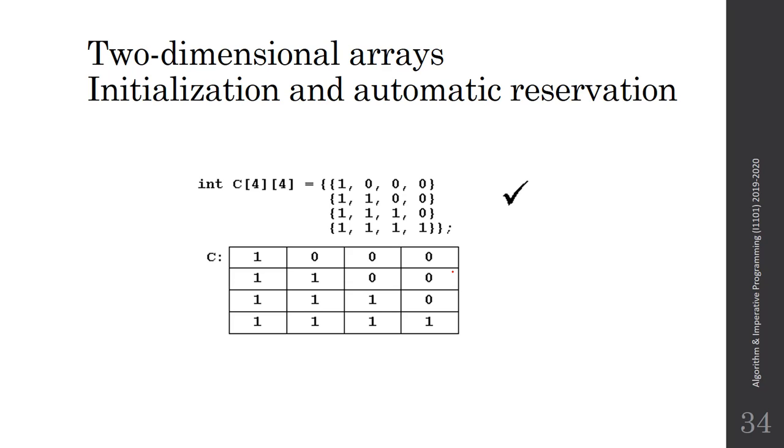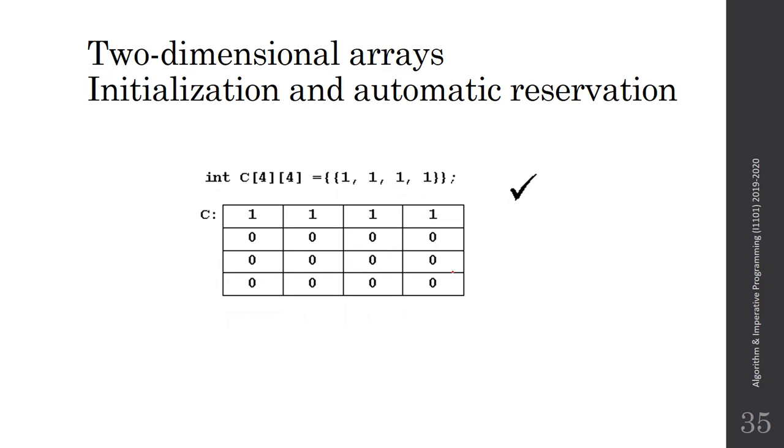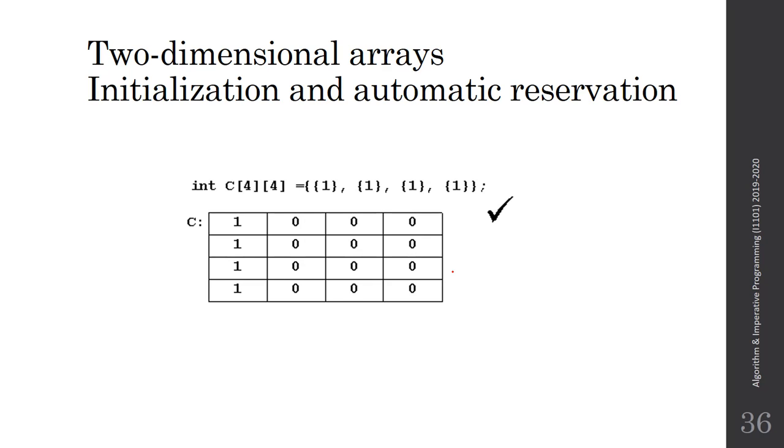So here we have 4 rows and 4 columns, and all the variables are initialized. Here, for example, just the first row is initialized. So again, in C, it will initialize all the remaining rows to 0. Here we have 4 rows, and the first element of each row is equal to 1. So this is it, and it will add 0 for the remaining elements.